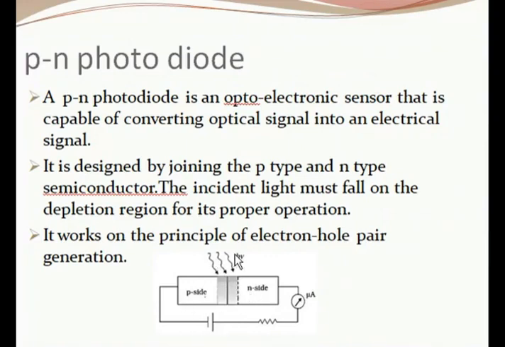Hence, when these photons, h nu, are incident on the depletion region, the electron hole pairs are generated. The electrons will drift towards the N side and the holes will drift towards the P side due to the electric field set up by the external reverse bias voltage. Hence, drift current will flow through the device, which is measured by using this microammeter.